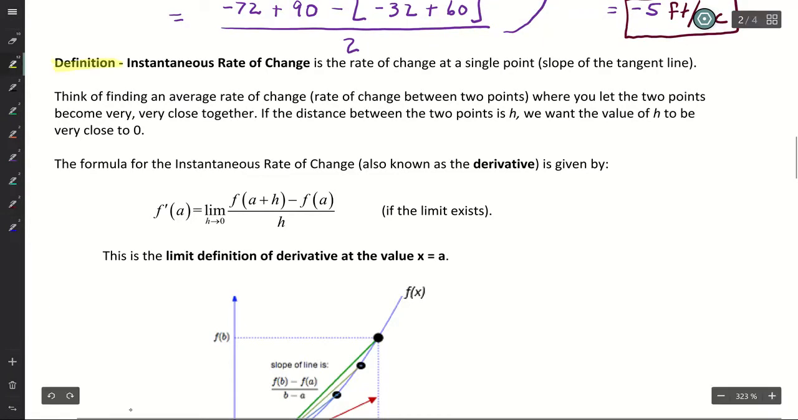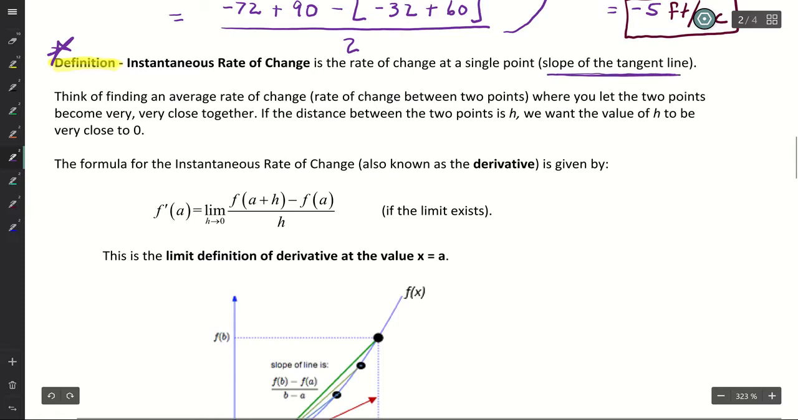This one is especially important. This is going to be half of our semester, essentially. Half of the semester, we're going to look at this particular idea, and it's called instantaneous rate of change. Okay, that's the rate of change at a single point, or the slope of a tangent line.